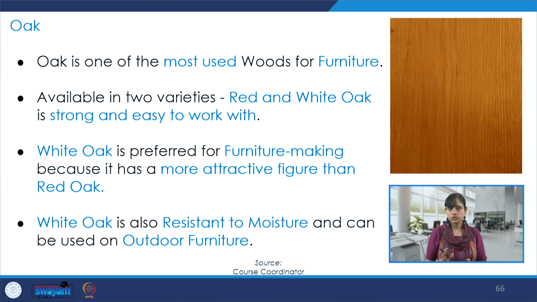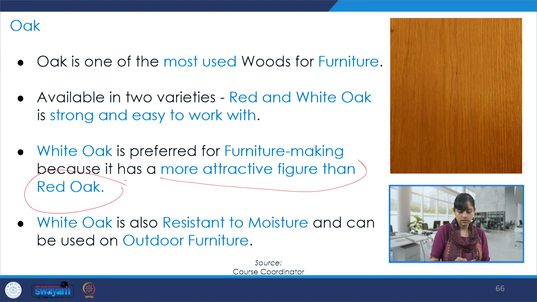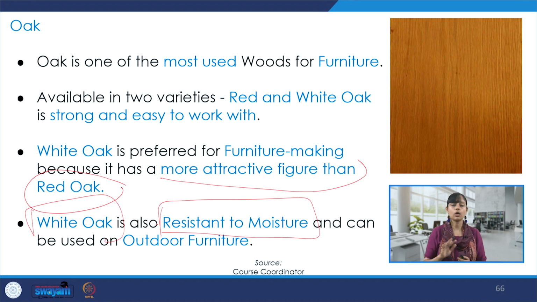Oak is one of the most used woods for furniture. It's available in the two popular varieties, red and white oak. Quite strong, easy to work with. White oak is preferred for furniture making because it has a more attractive figure than the red oak. So sometimes, based on the grain structure, figure and appearance, we decide whether we are going to use it for furniture making or for other purposes. White oak is also resistant to moisture and therefore it can be used for outdoor furniture also. So it's again an excellent choice.